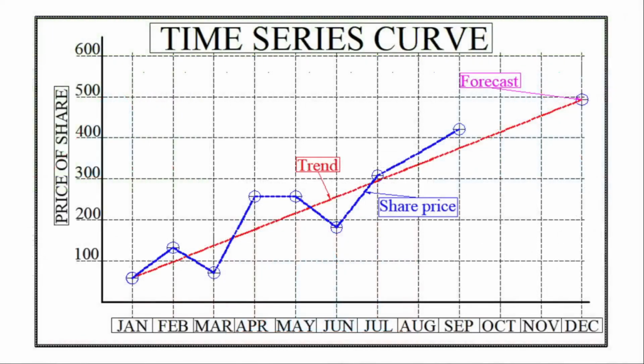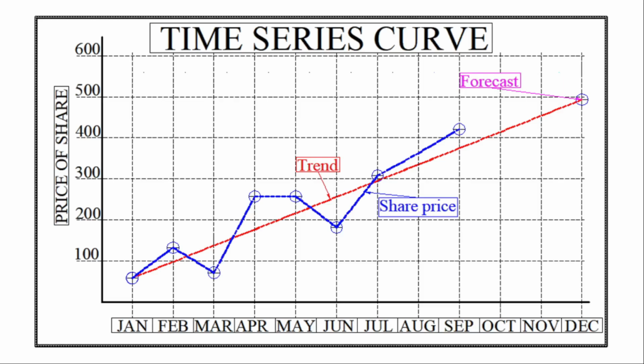This chart illustrates a time series analysis, where we're tracking the price of a share over a year. The blue line represents the actual share price, while the red line is a trend line fitted to the data. Trend analysis. The trend line provides a general direction of the share price over time. In this case, it appears to be upward, suggesting an increasing trend.